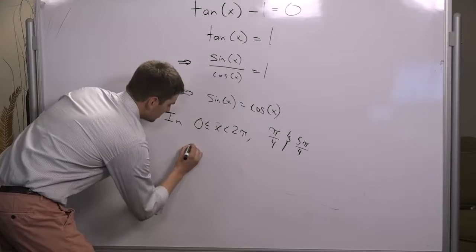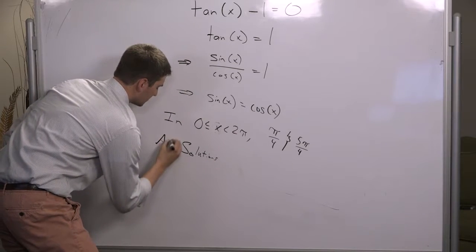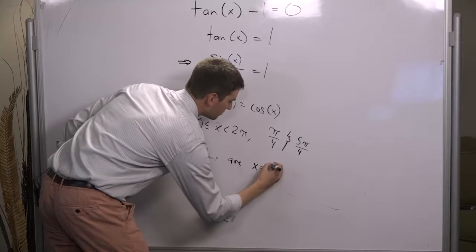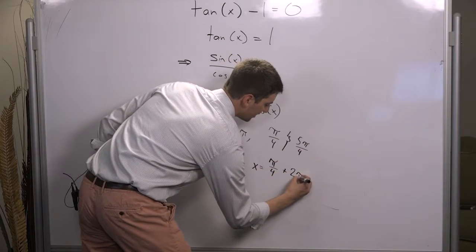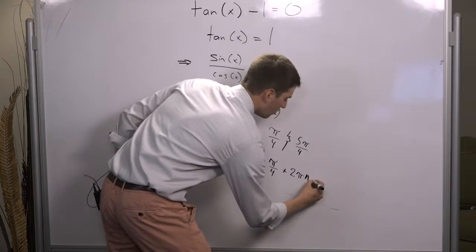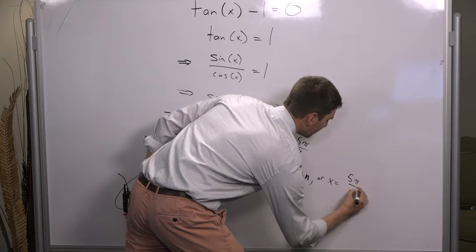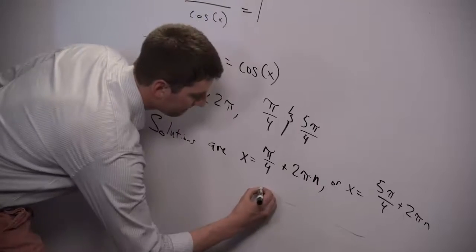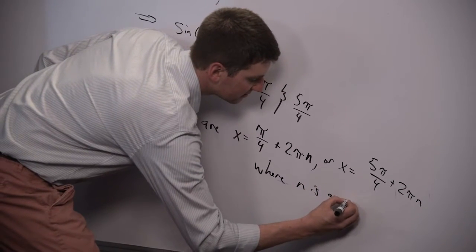So therefore our solutions, and I should say all solutions, are x equals pi over 4 plus 2 pi, but as many as we want, so we multiply it by some variable n, or x equals 5 pi over 4 plus 2 pi n, where n is an integer.